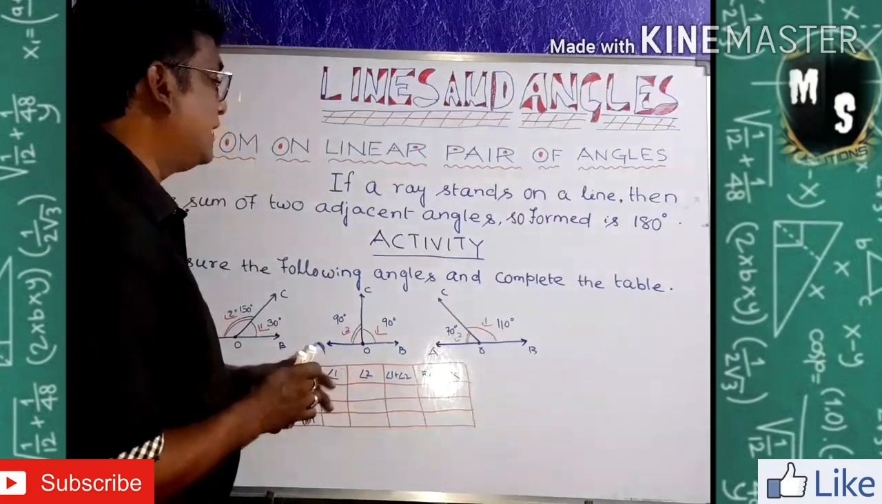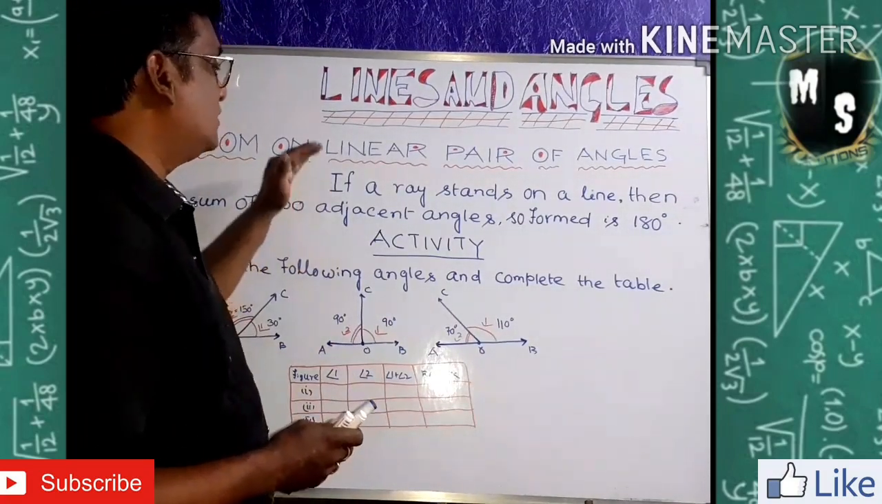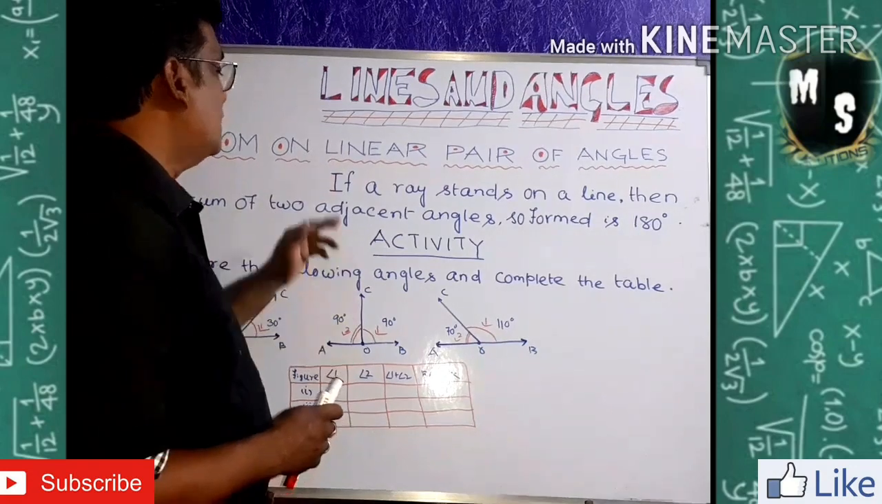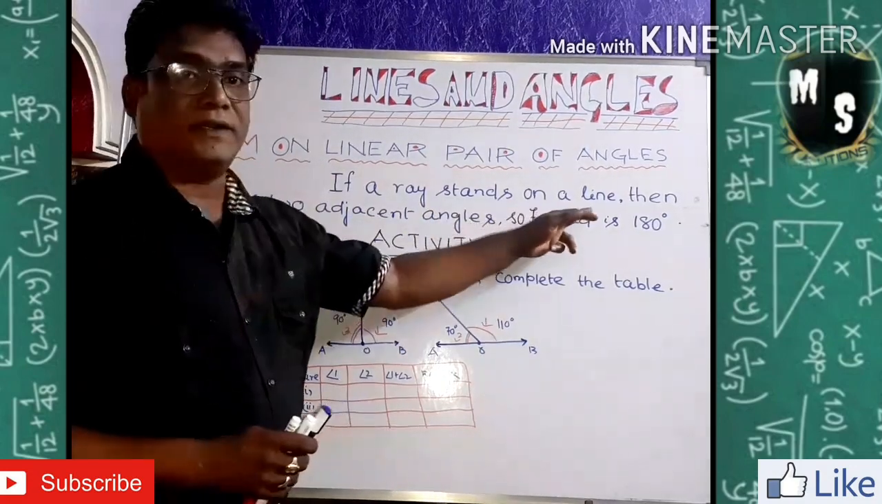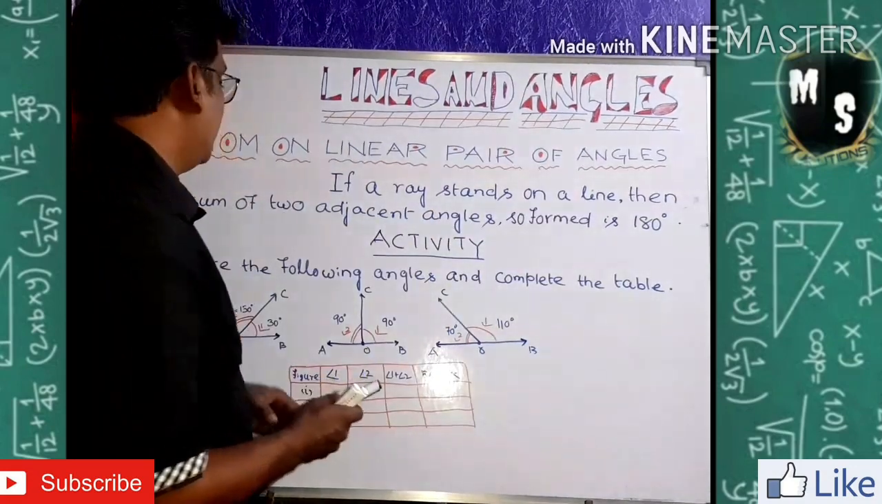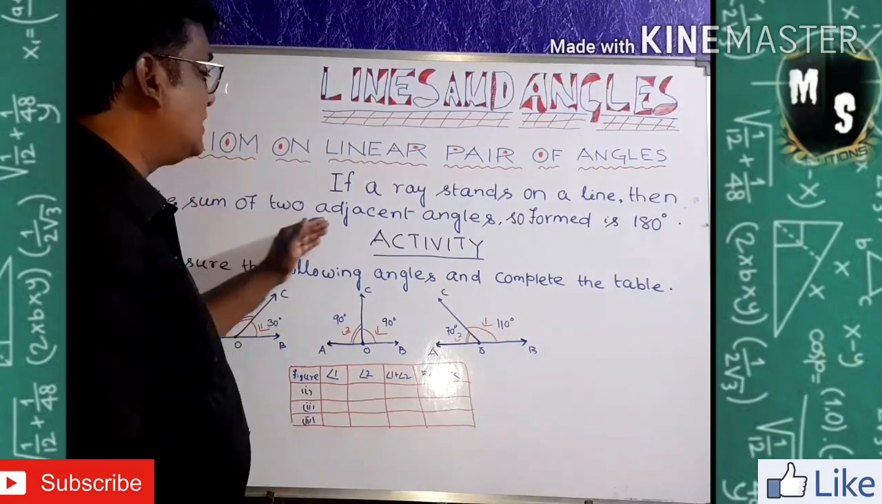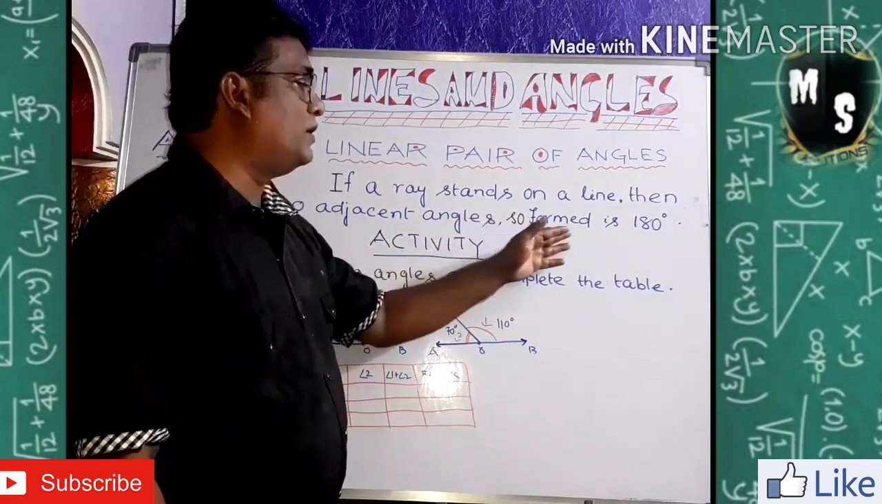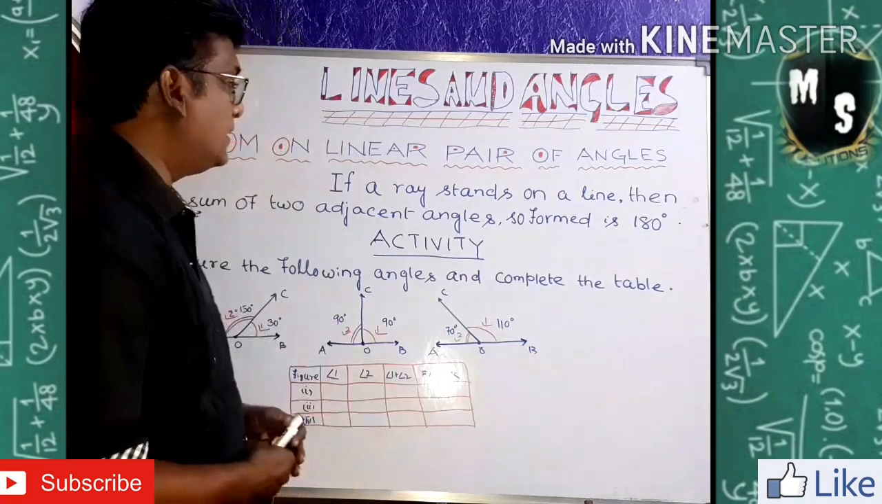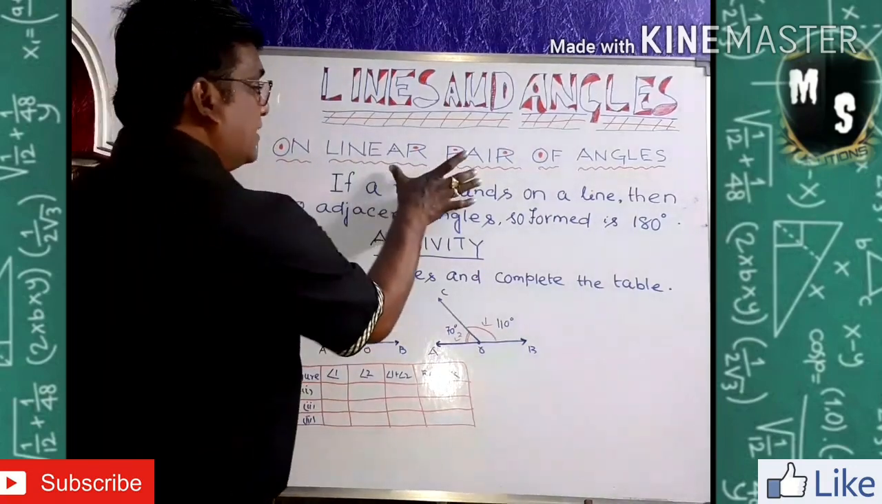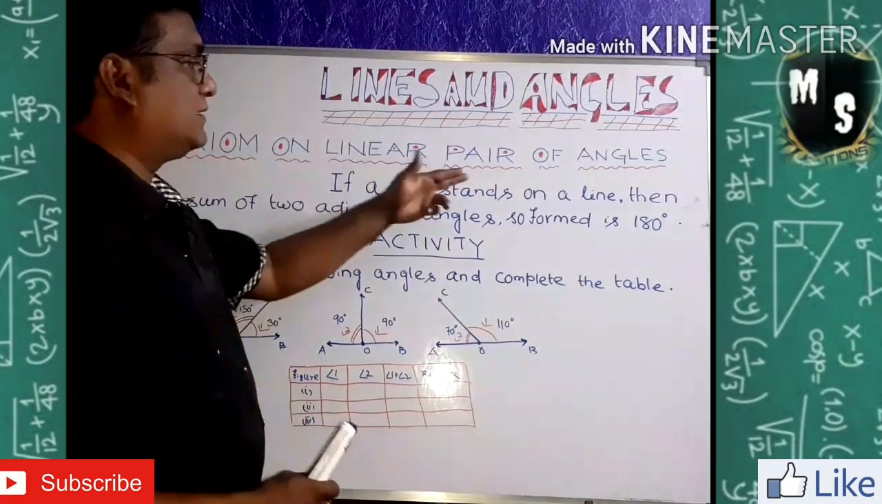So linear pair of angles, the definition is given here. The statement for that is given here. If a ray stands on a line, then the sum of two adjacent angles so formed is 180 degrees. Right now you see I am explaining this linear pair. What is linear pair of angles?